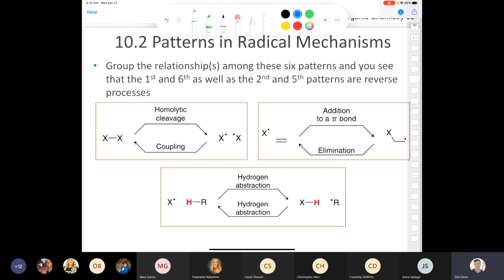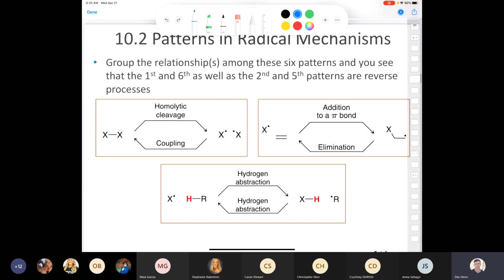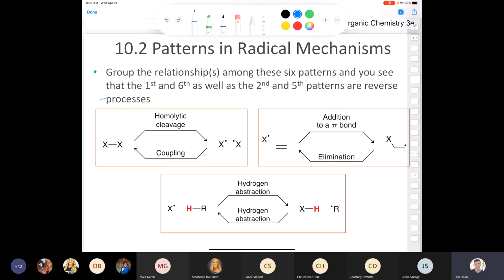However, if you do a hydrogen abstraction, you could just do the reverse hydrogen abstraction going this way. So you could do a hydrogen abstraction and a hydrogen abstraction as being the reverse of each other. Same thing with a halogen abstraction. Anyhow, I don't know what the whole point behind this table is.